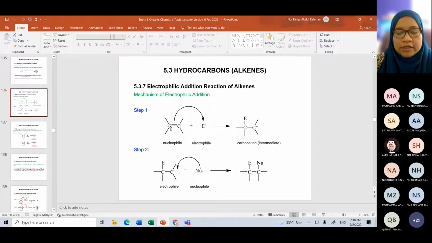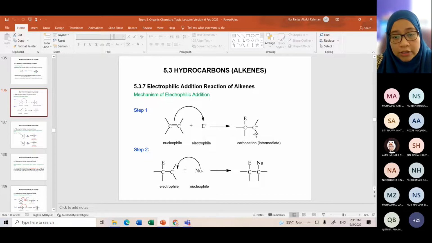Step one is when the nucleophile attacks the electrophile. The nucleophile is the double bond. Why is it called a nucleophile? Because it is rich in electrons; it has a high density of electrons at the double bond. So it will attack the electrophile. When the electrophile is attacked, that means the electrophile will be added into the molecule. One of the carbons will have the electrophile, whereas the other carbon will become a carbocation as an intermediate, just for a while.